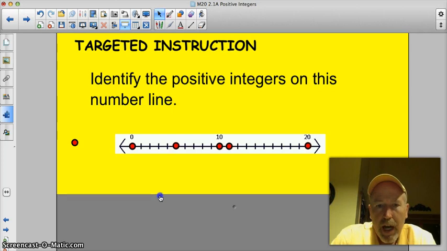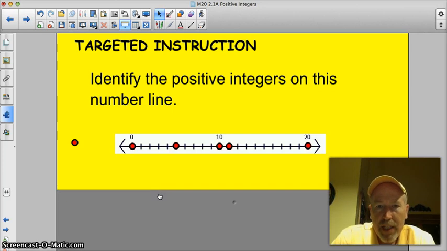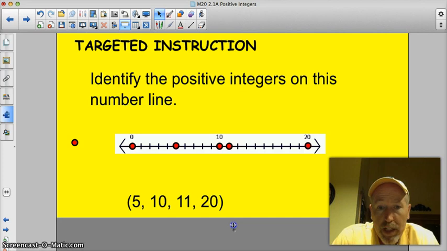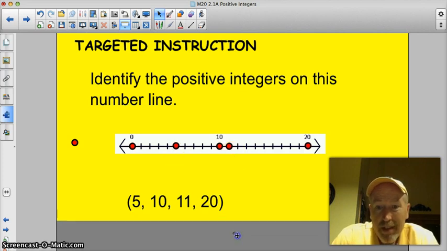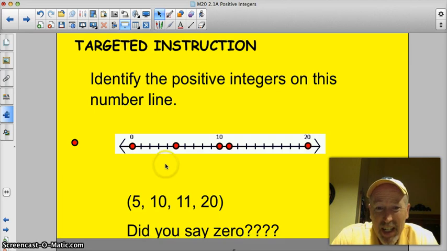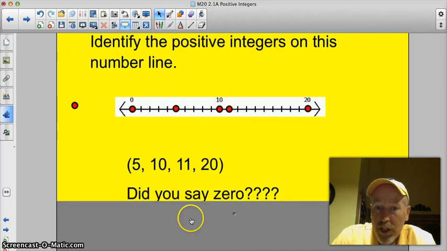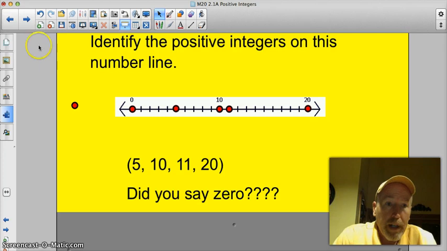On this slide here, I want you to identify the positive integers on this number line. Now, I gave you a clue in the first slide. See if you can answer this question correctly. Go ahead and pause it. I'm back. If you answered the question correctly, you would have said it's numbers 5, 10, 11, and 20. Did you say 0? If so, I caught you because 0 is not a positive integer. It's neutral. So you have to watch the way the question is worded. All right, let's move on to the next slide.